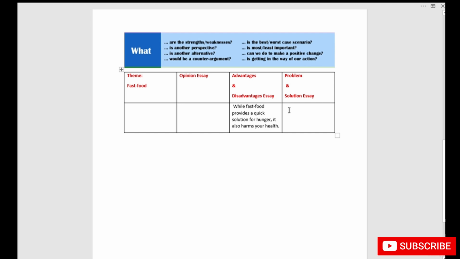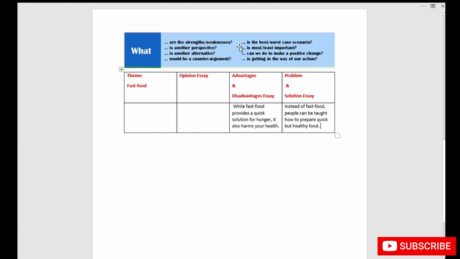So I can say, instead of fast food, people can be taught how to prepare quick but healthy food. In other words, I'm giving some solution. So instead of fast food, there are many recipes that show you how to prepare quick yet healthy food. So this can be taught to people.